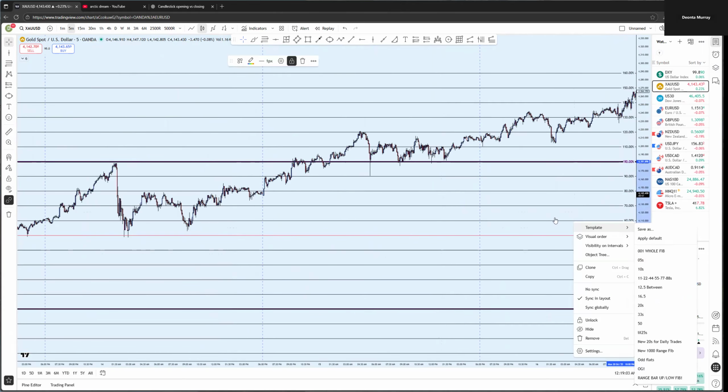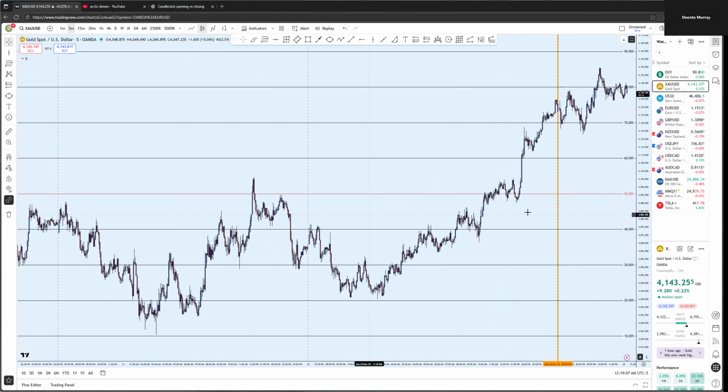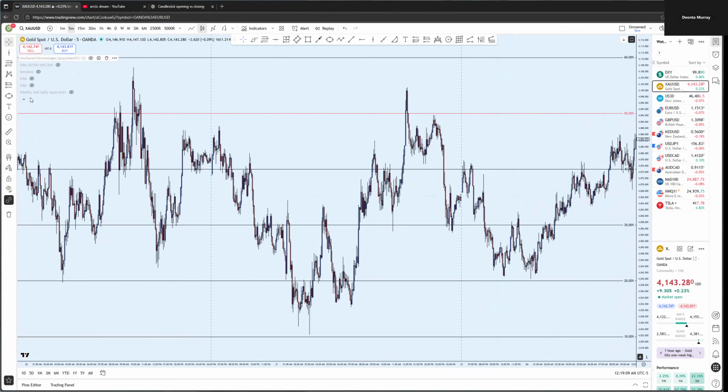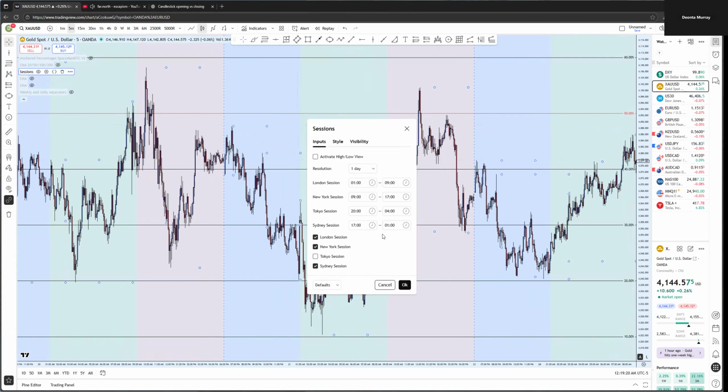I'm still super behind. Let me go back to the beginning. I like to use the section which shows me the different sessions, basically Asian, London, then New York session. If you want to use the same thing, you can change it to however you see it. This is what I have. Boom, boom, boom, London, New York, Sydney.